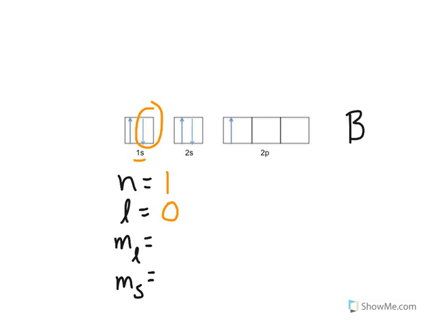M sub L, well, there's only one way to draw an s orbital because they are spherical, and so that is the 0 in the number line, so this is a 0. And then M sub S, that's whether it's up or down, and this is a negative 1/2.